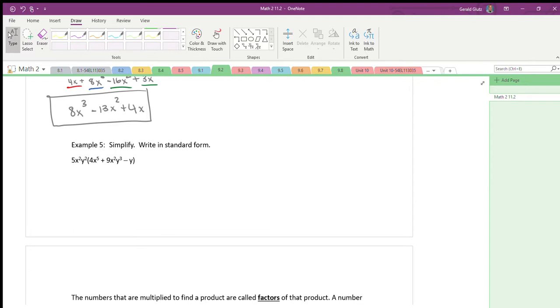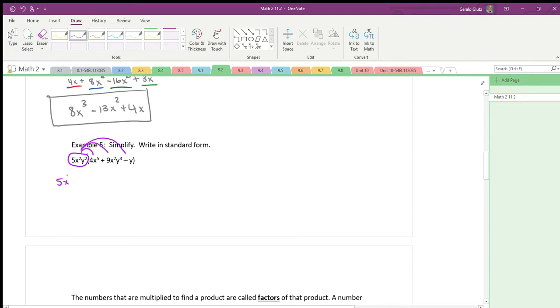And then example 5. So this one gets a little trickier here because all these things are being multiplied times the parentheses. So that means I have to distribute this whole thing to anything that is separated by a plus or a minus. So I have 3 things in there to distribute it to.